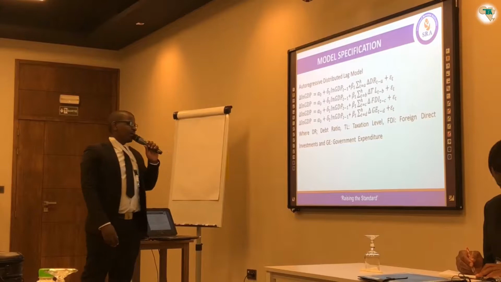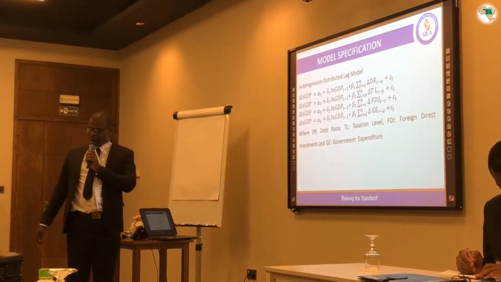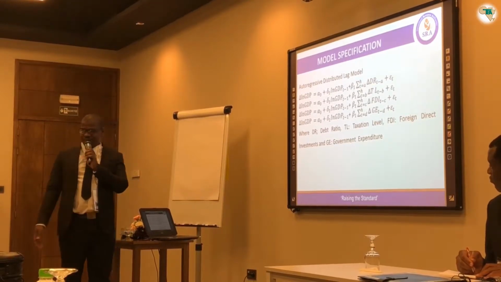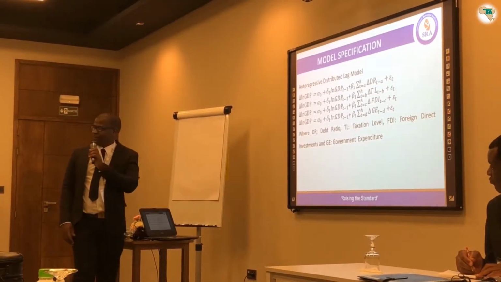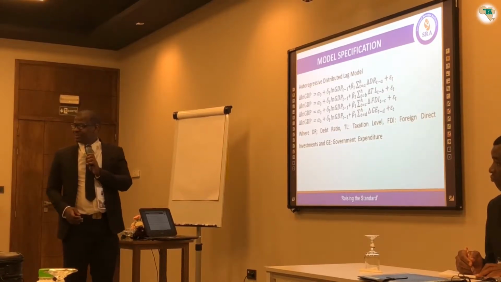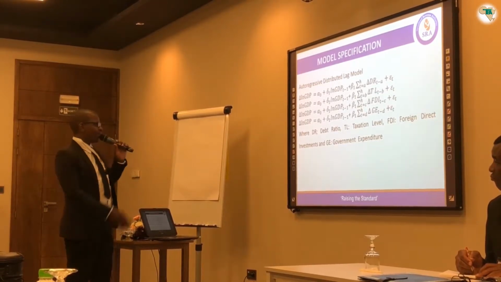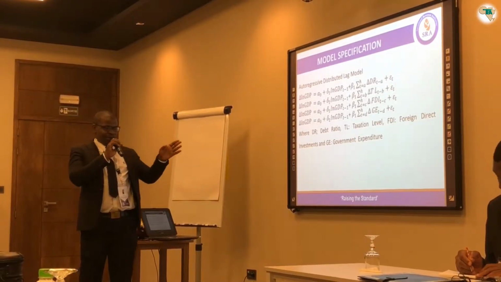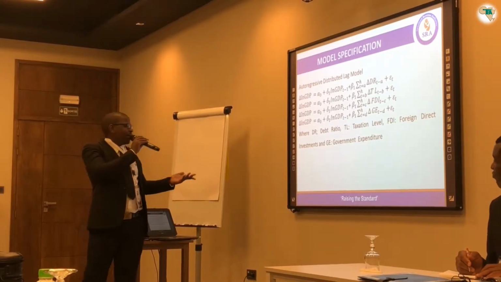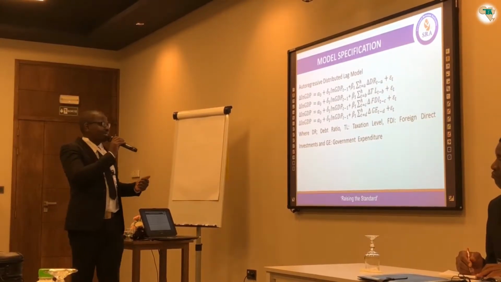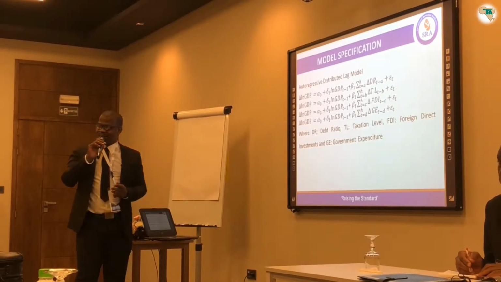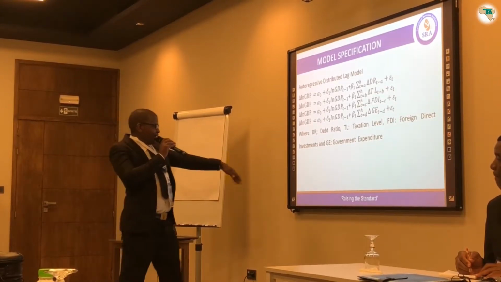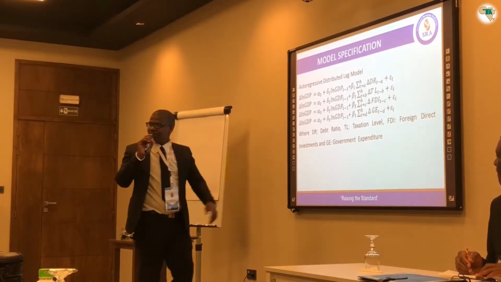Model specification. This is how the model works. I won't bore you much with the formulas. This is just the regression. This is a matter of running a regression with lags. In our case, the dependent variable is GDP, and the independent variables are the debt ratio, the level of taxation, foreign direct investment, and government expenditure. So that is what this formula denotes. It's denoted in prefixes, and then they are explained here. So that is how it works.